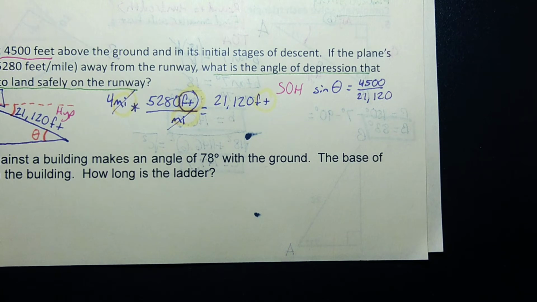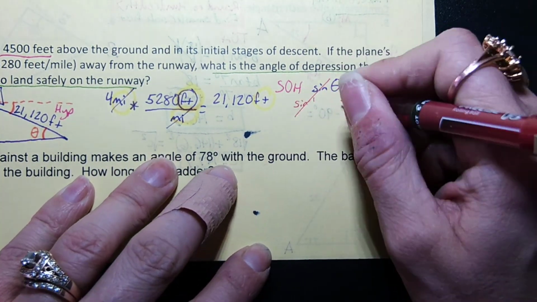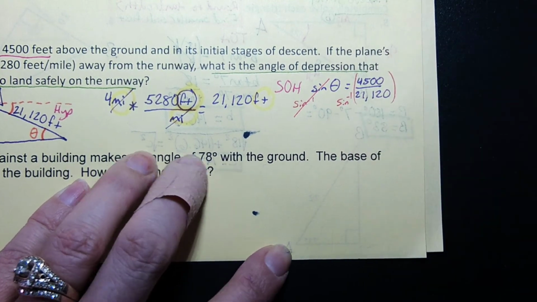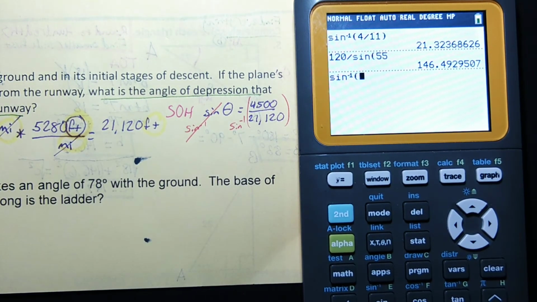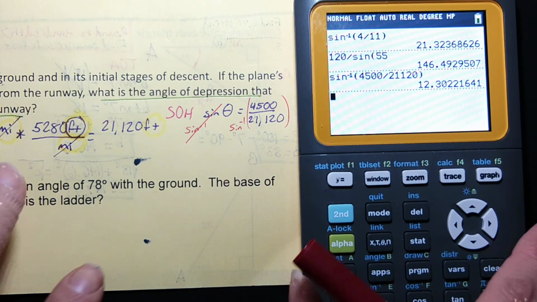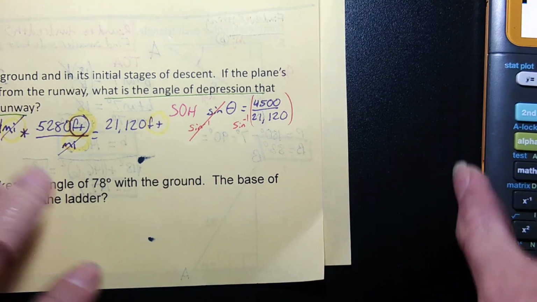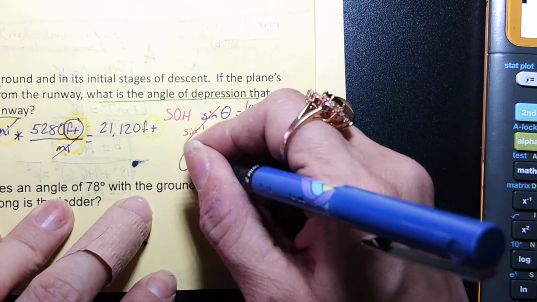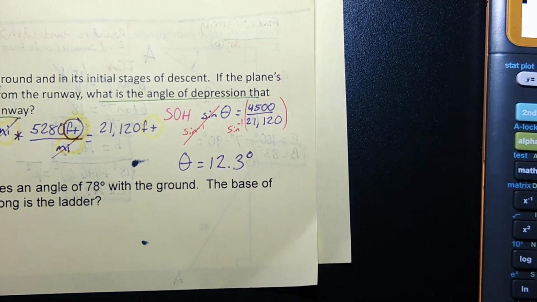What do I do from here if we want to find theta? Inverse sine time. So sine to the negative 1. Goodbye, sine. Sine to the negative 1. So then inverse sine of 4,500 divided by 21,120. We get 12.30. Yep, 2 is not enough to bump us up. So 12.30, or you can just write 12.3. 12.3 what? Degrees. Wonderful.